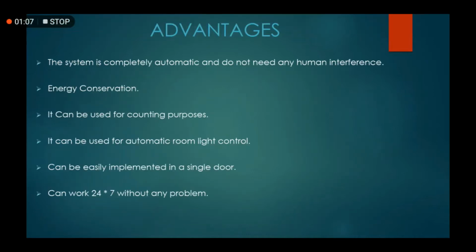Now we will move on to the advantages. The system is completely automatic and does not need any human interference. Energy conservation. It can be used for counting purposes. It can be used for automatic room lighting control. It can be easily implemented in a single door. It can work 24/7 without any problems.